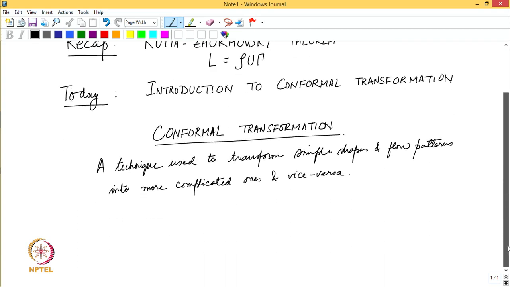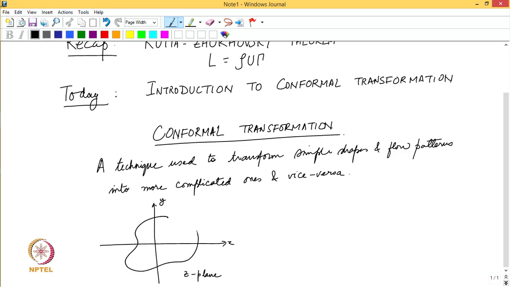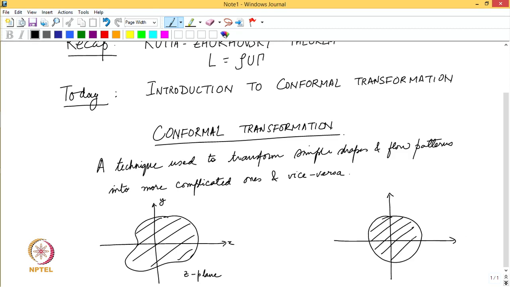So, the way this works is, let me start with a simple case. Say we have a shape in the z plane. And we have some complex shape in this plane. The solution to which we may not know. Let us say we do not know the solution to this problem, but we know the solution to a simpler problem, say a problem which has a simpler geometry, say a circular geometry. And this is what I am going to call the zeta plane, which has its axes as xi and eta.